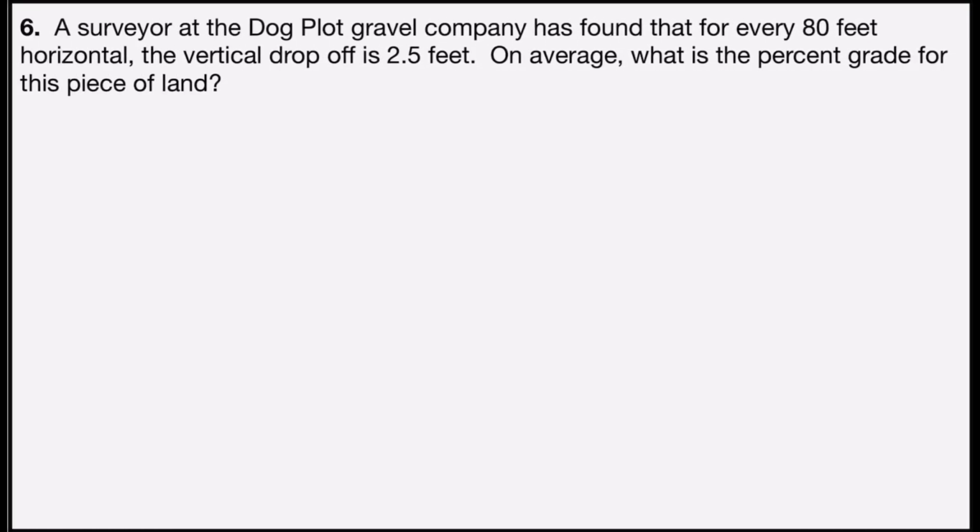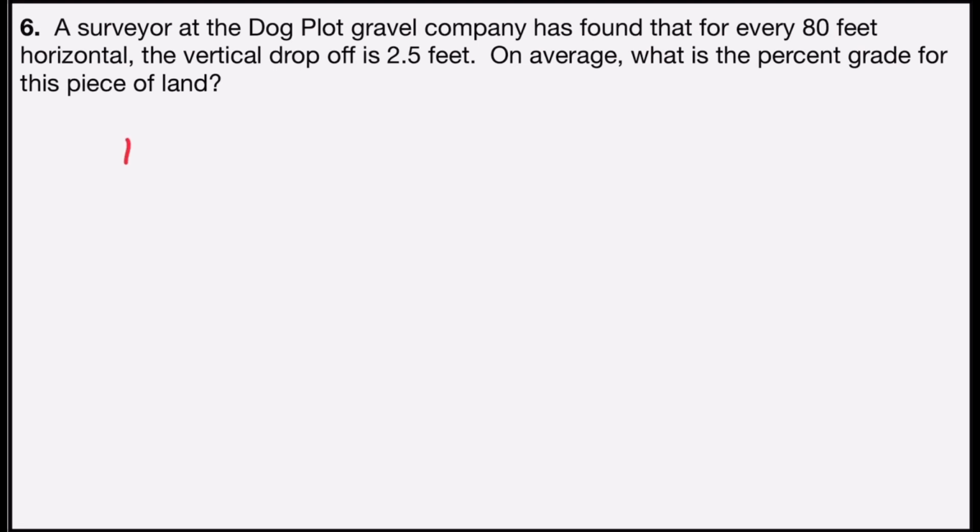Problem number 6 says, a surveyor at the Dog Plot Gravel Company has found that for every 80 feet horizontal, the vertical drop-off is 2.5 feet. On average, what is the percent grade for this piece of land?